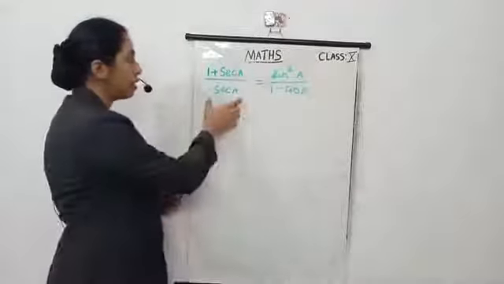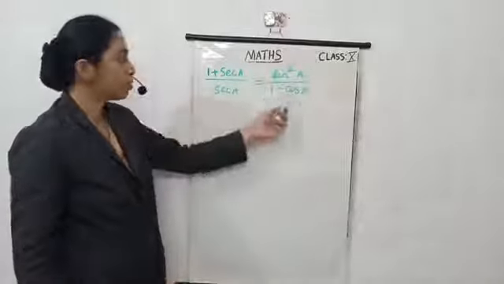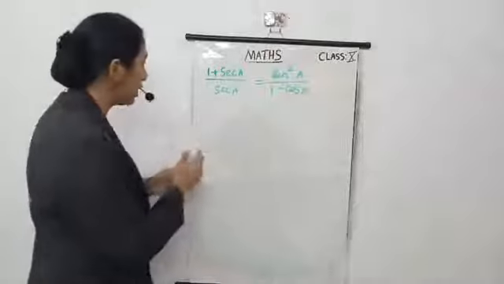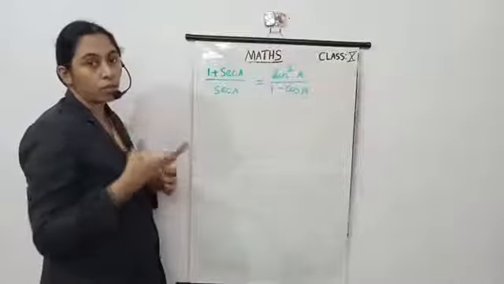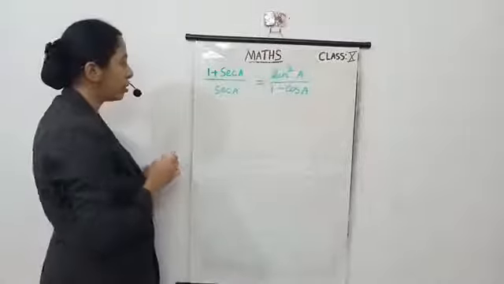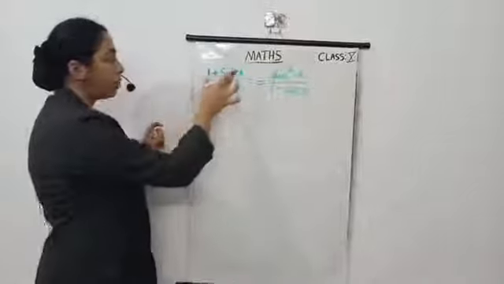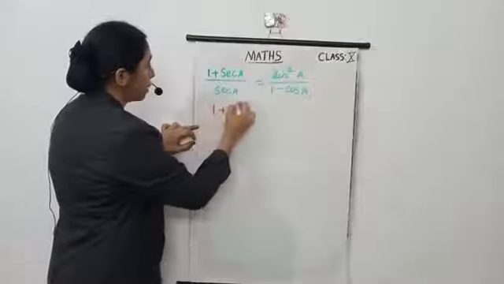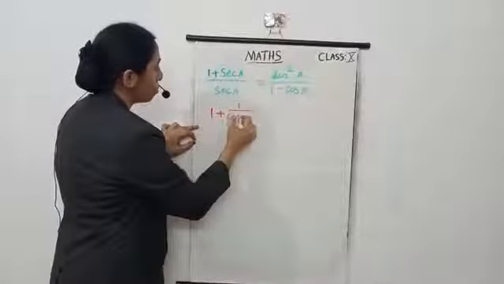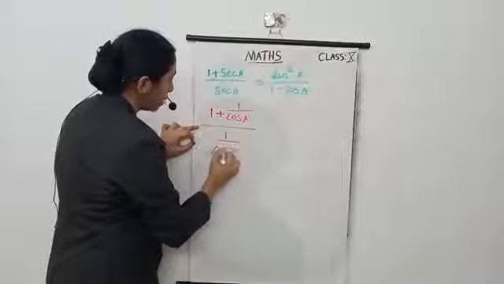So we consider this left hand side and we are going to prove this is equal to this right hand side. Okay, so take left hand side. Sec A means 1 by cos A. So substitute that here because here it is cos and sin. So we replace this sec with cos first. So 1 plus 1 by cos A, all divided by 1 by cos A.